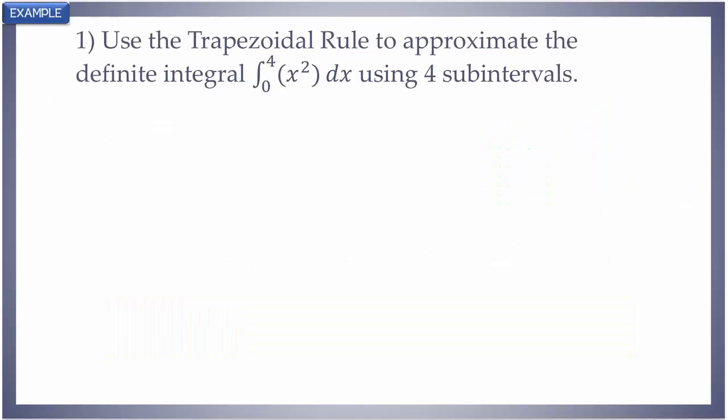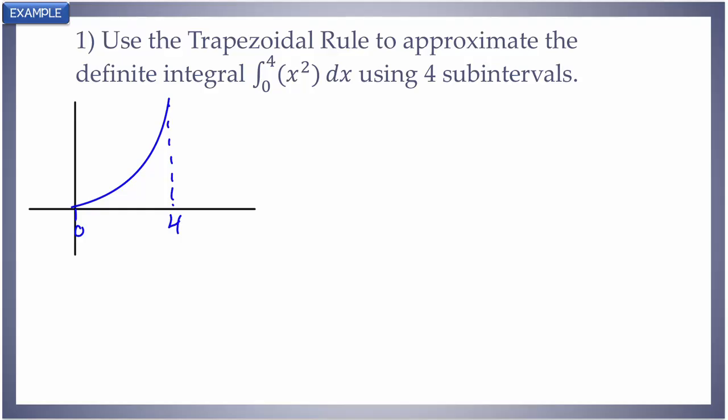Let's have a look at number 1. We're going to use the trapezoidal rule to approximate the definite integral from 0 to 4 of x squared dx using 4 subintervals. I'm going to draw a sketch of my graph. There's my sketch. X squared is just a parabola whose vertex is on the origin, and I only drew this portion of the parabola because I am not interested in what's going on over here to the left. I'm only interested in what's going on between 0 and 4. So 0 would be, of course, over here. There's 0. And then 4 we could put over here.